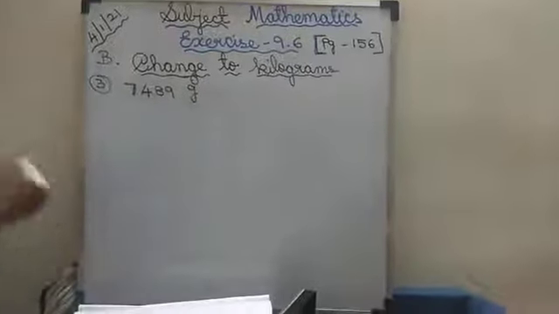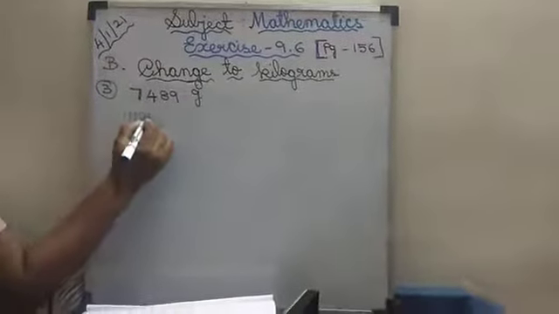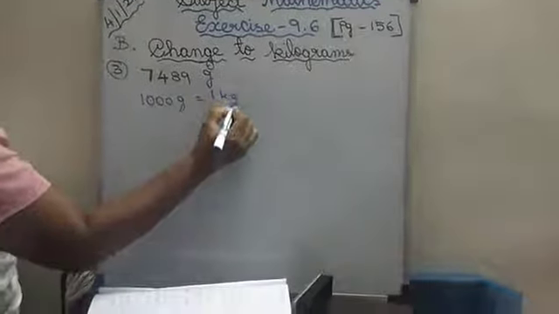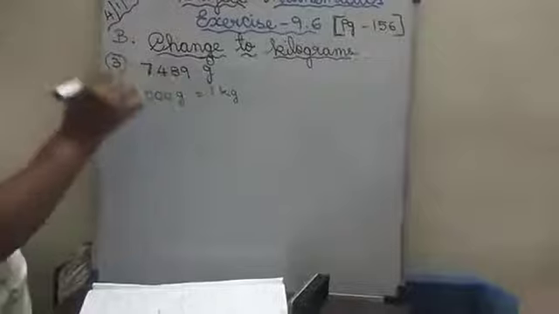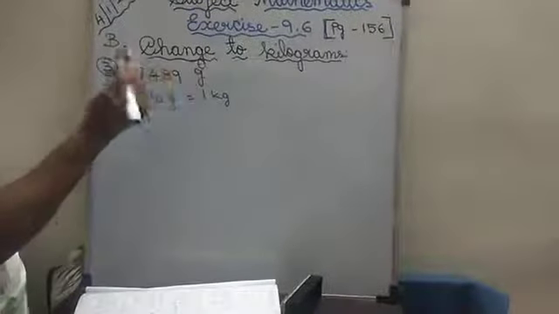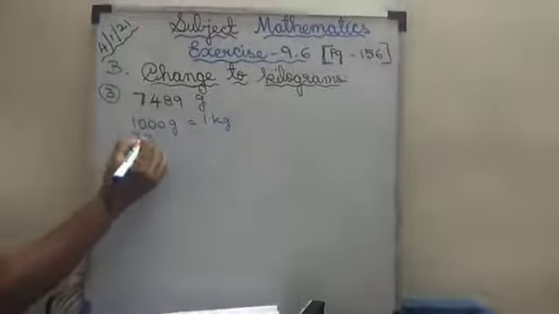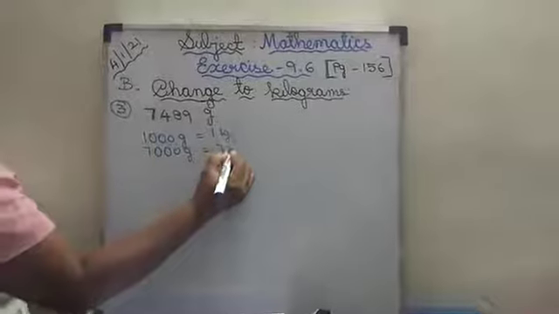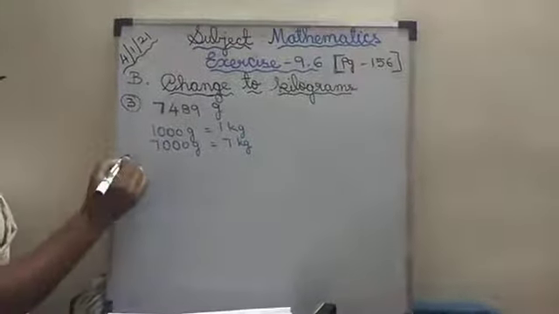7,489 gram. So here what you have to do again? 1000 gram is equal to what, children? 1 kg. So here what is given? 7,000. When we pronounce it ourselves we can find out 7,489. So what will come, children? 7,000 gram is equal to what will come? 7 kg.